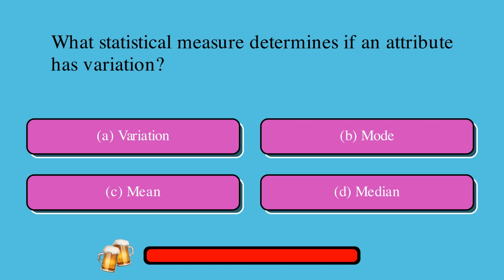What statistical measure determines if an attribute has variation? A. Variation, or B. Mode, or C. Mean, or D. Median. The correct answer is A. Variation.